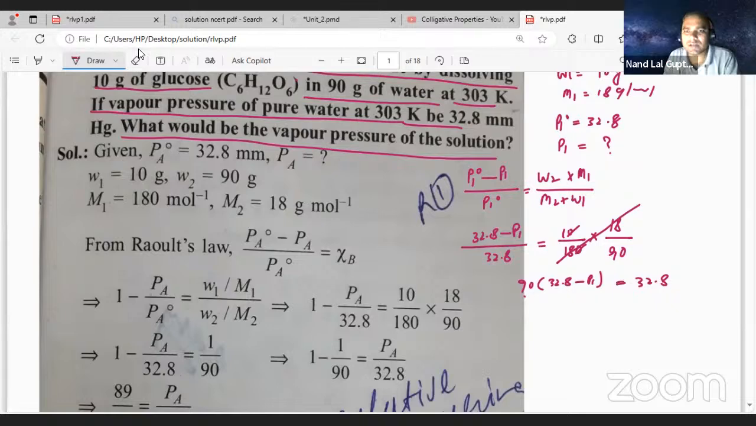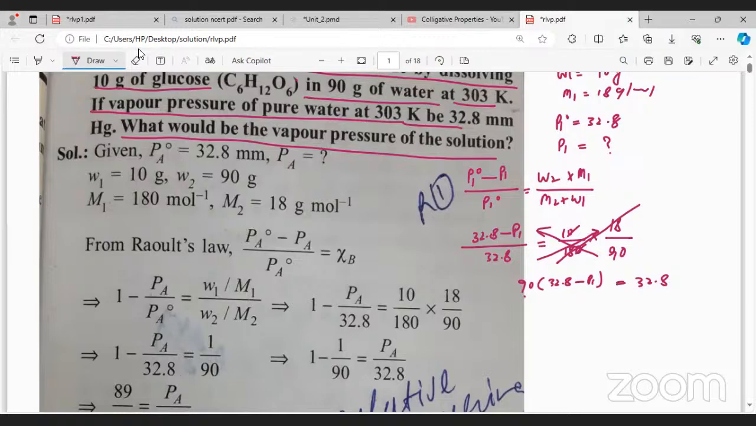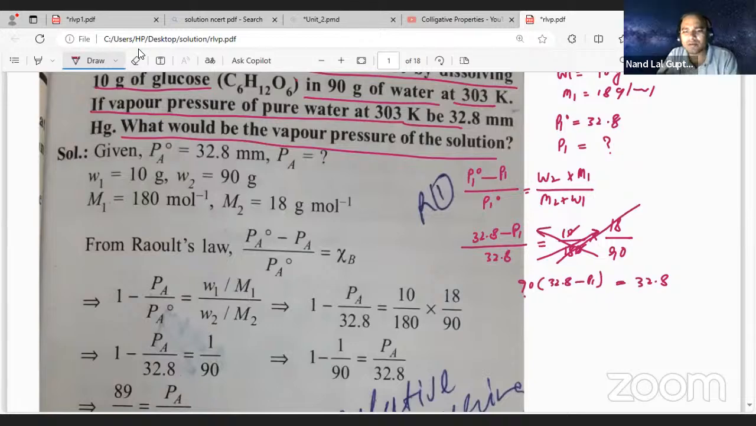This is correct because cross multiply now. Cross multiply. Now is it okay? Are you getting? Yes, sir. 90 multiply by 32.8, it is going to be 2952 minus 90 P1 is equal to 32.8. So here 2952 minus 32.8 equal to 90 P1.